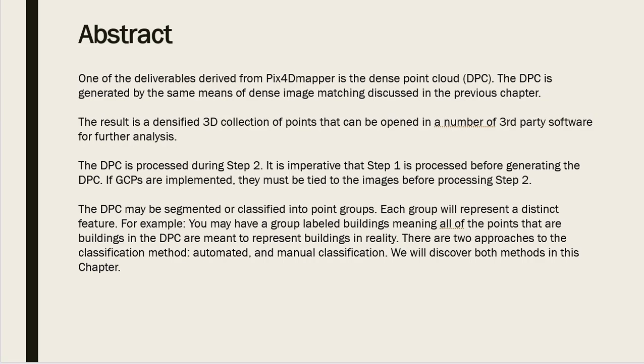The DPC may be segmented or classified into point groups. Each group will represent a distinct feature. For example, you may have a group labeled buildings, meaning that all the points that are buildings in the DPC are meant to represent buildings in reality. Now, there are two approaches to the classification method, automated and manual classification, and we'll discover both methods in this chapter.